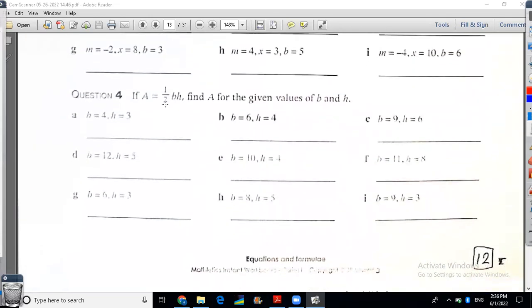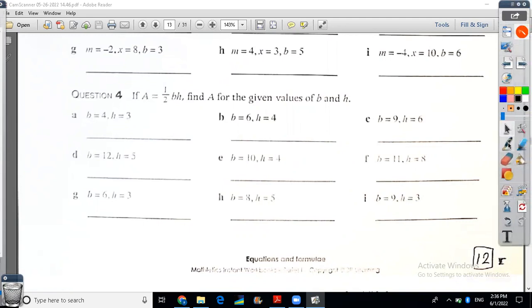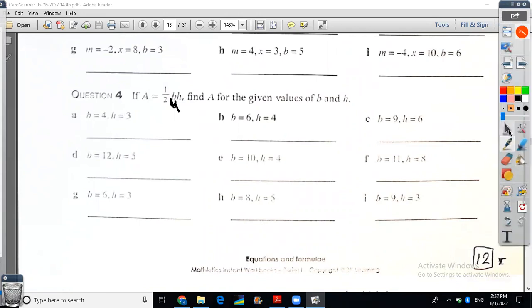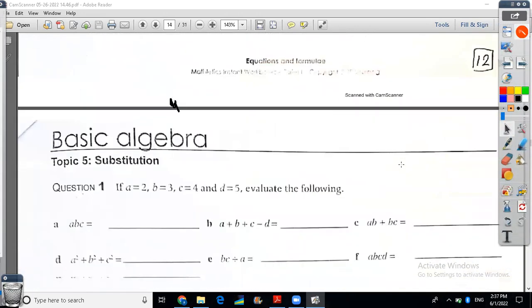Same thing here, A equals half bh. Do you guys remember this? It's the area of a triangle. A equals half bh. Okay, so it's half times b times h. So I'm going to replace here, for example, b with 4, like this, half times 4. What is half times 4? It's the half of 4, which is 2. Then 2 times h, which is 3, is going to be equal to 6. So of course, you have to write down the steps. I'm just reminding you quickly of the substitution lesson.